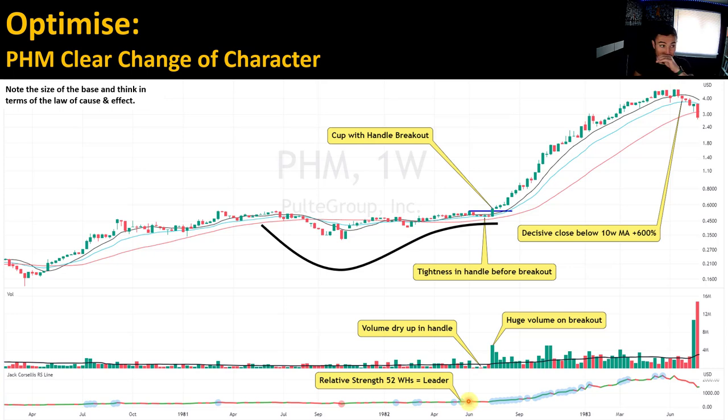The stock is just telling you it is a leader. And then note the size of the base. This stock here, before it closes decisively below its 10 week moving average, which is the black line in here, goes up about 600%. This is the causality point, so the law of cause and effect.